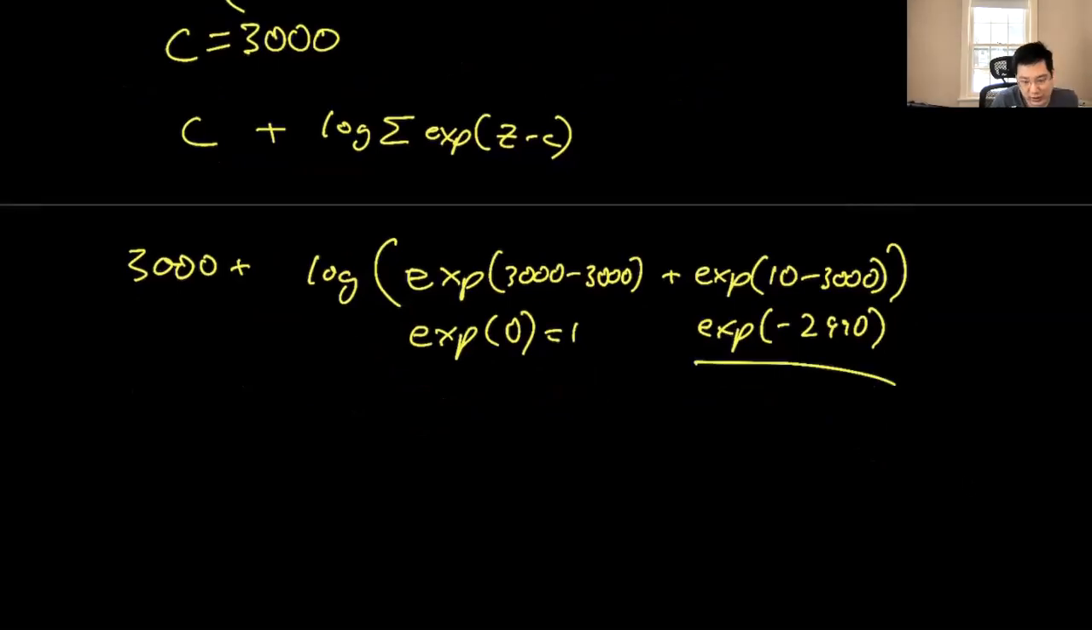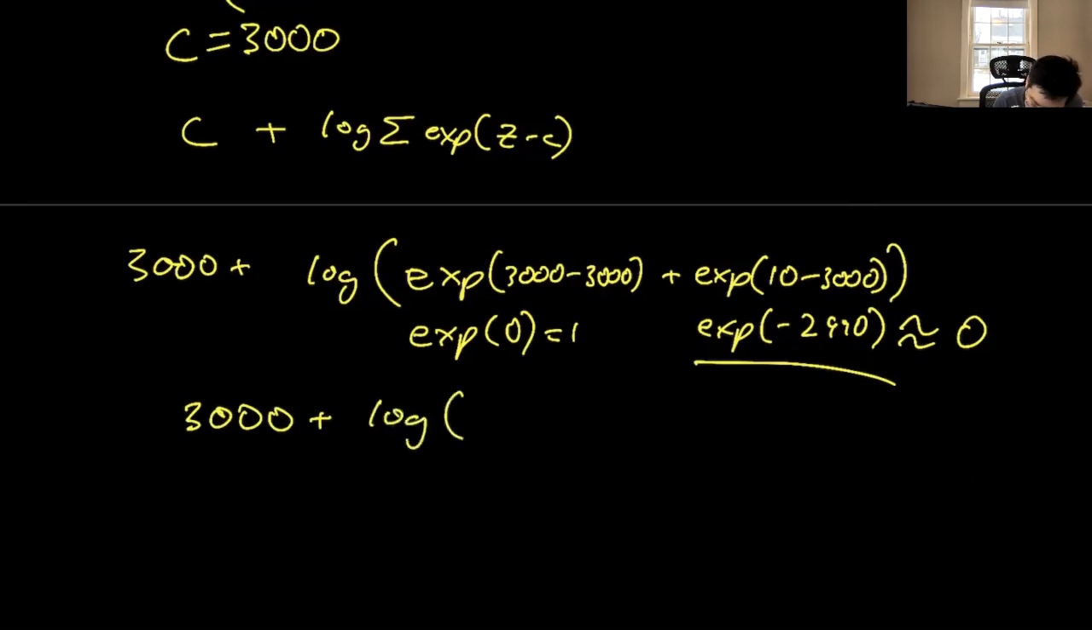This is a tiny number. It's close to zero. A computer would think it's zero, so it's basically zero. So let's just say it's zero, and you get something that looks like this. You get a log of 1. So you get 3000 plus some tiny number. What's this log 1? I mean, you get this, right?